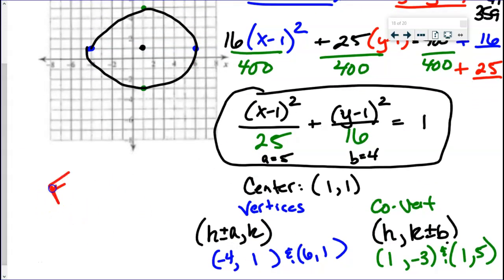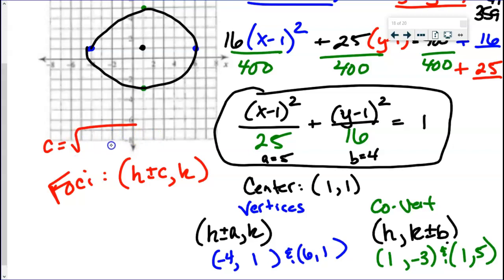And then for funsies, let's talk about foci. On a horizontal ellipse like this, your foci are located at h plus and minus c, comma k. Once again, I forgot to find the value of c. So c on an ellipse is calculated by the square root of a squared minus b squared. So that'd be 25 minus 16. That's the square root of 9, better known as 3.